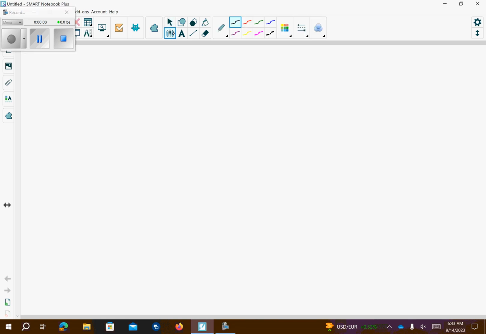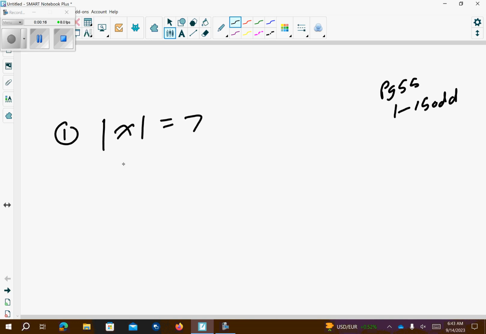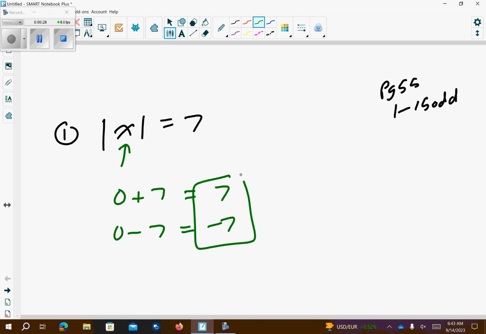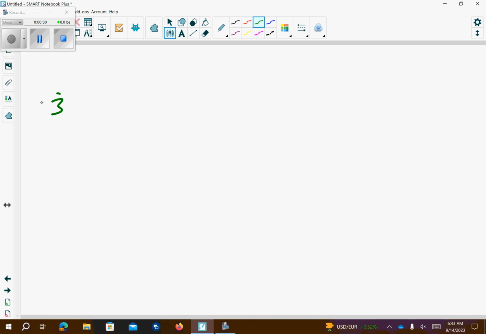CP Algebra 1. This is page 55. We'll go through 1 through 15 odd. So problem number 1, we have the absolute value of x. Remember, this is basically what would make this 0, and that would be 0. So you're going to add 7 to that, and you're going to subtract 7 from that. So 7 and negative 7. Those are our answers.